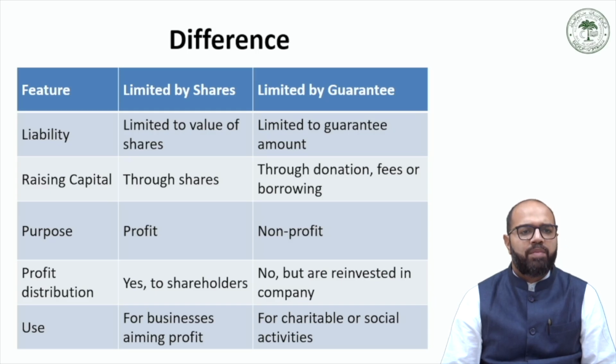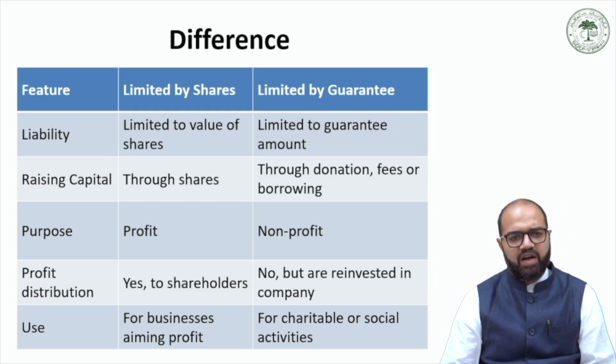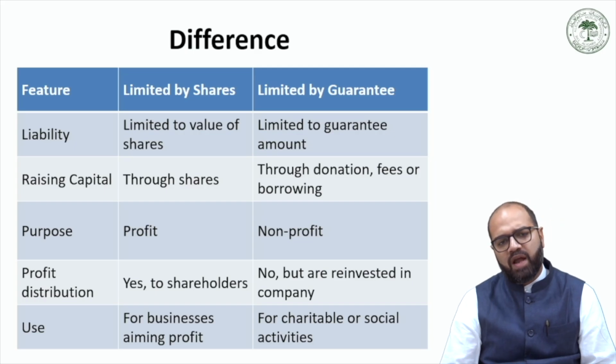Then the raising of capital in a company limited by shares is through share subscription. In a company limited by guarantee it is through donations, fees or borrowings. The main purpose of a company limited by shares is profit, whereas of a company limited by guarantee is non-profit. The profit is distributed to shareholders in a company limited by shares, but not in a company limited by guarantee, in which case it is reinvested in the company's charitable or social welfare activities. So a company limited by shares is generally used for businesses that aim at profit generation, and a company limited by guarantee for charitable or social welfare activities.